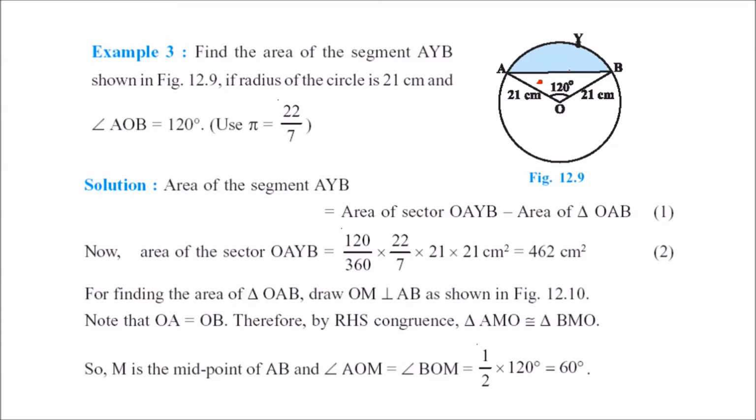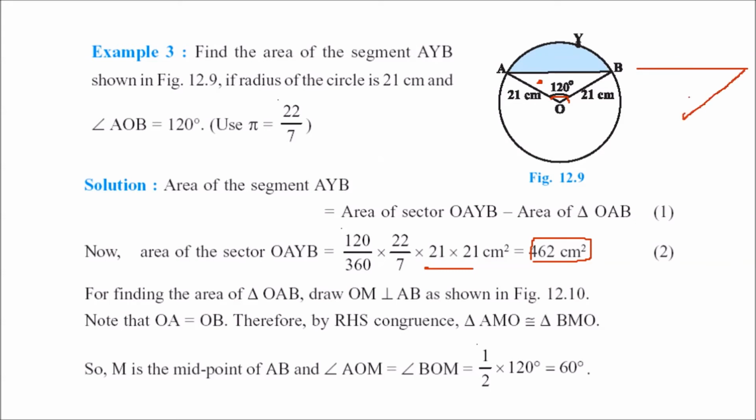The area of the sector we already know. Area of sector is theta by 360 into pi r square. So theta is 120 degrees. Just place it here: theta by 360 into pi r square, you get 462 centimeter square. So this is the complete sector area. One thing is clear. Now we are left with the area of the triangle.